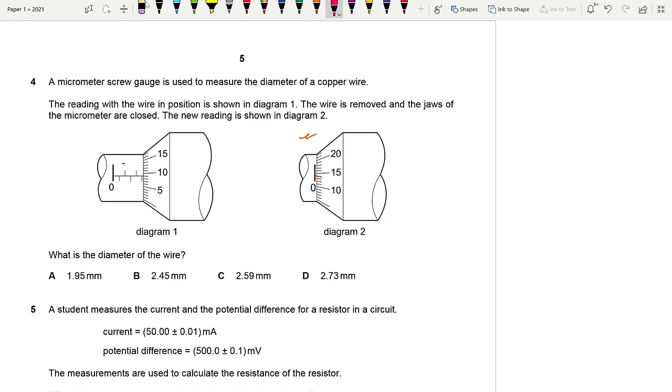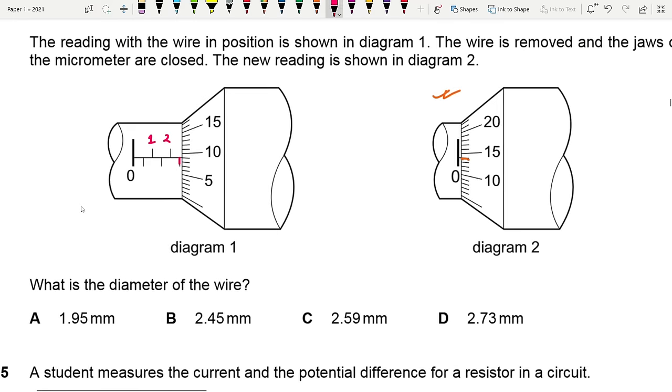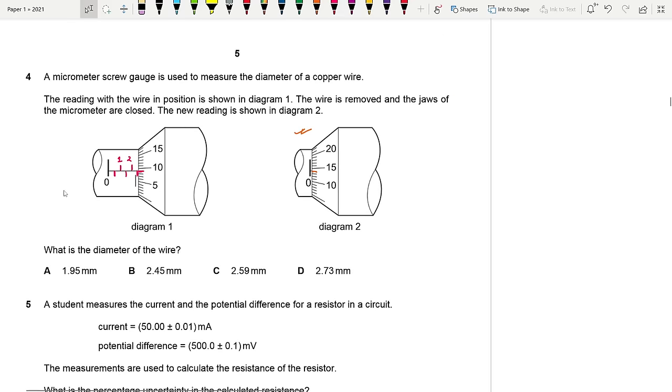So this is 0, this is 1, this is 2, and this is 2.5. Since we crossed 2.5, we will be taking 2.5. As you can see, the reading that you cross, you need to take that value. Suppose this is 0.5, 1, 1.5, 2, 2.5. Since 2.5 is the last value we crossed, we need to take 2.5. And this corresponds to 9, right? So this is the main reading.